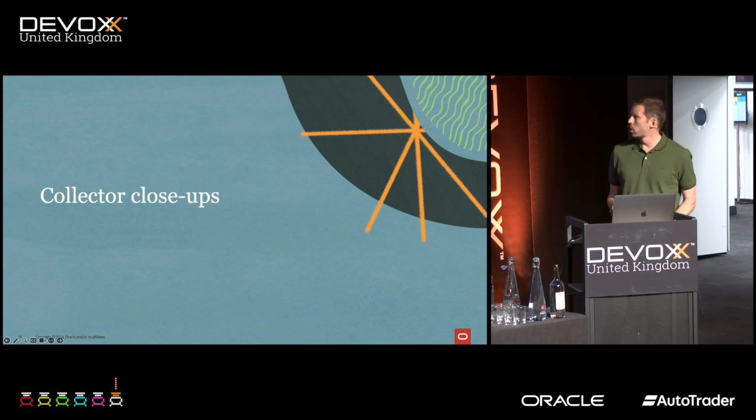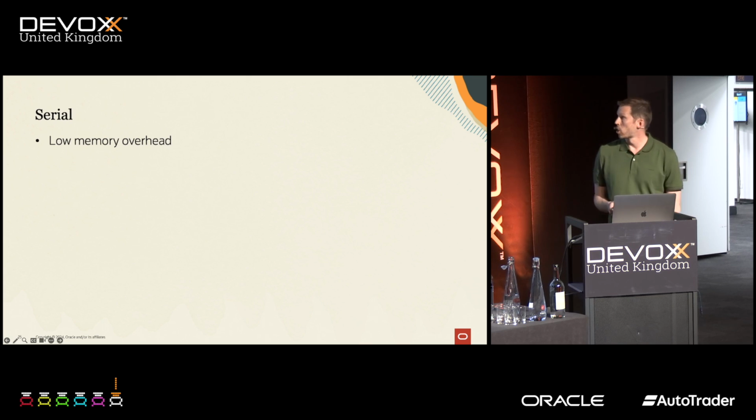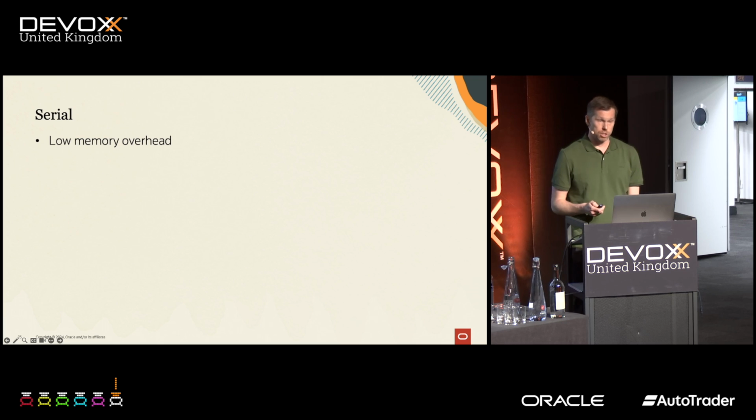So let's take a closer look at the different collectors. Let's start off with Serial. It has very low memory overhead, as I mentioned. So mainly if you have an application where you don't expect a lot of GC, but you don't want it to spend any more resources, Serial could be a good choice.